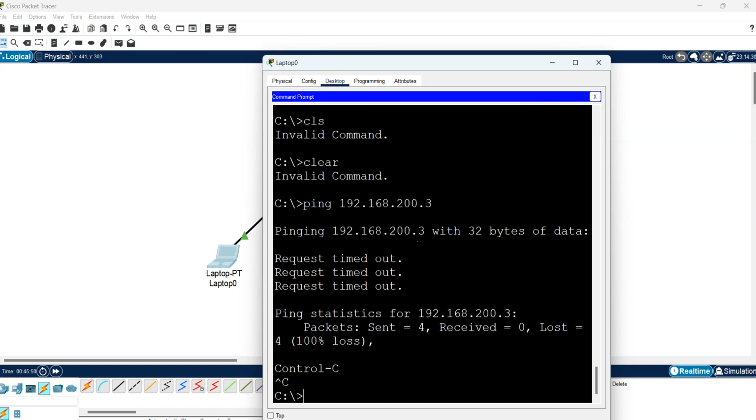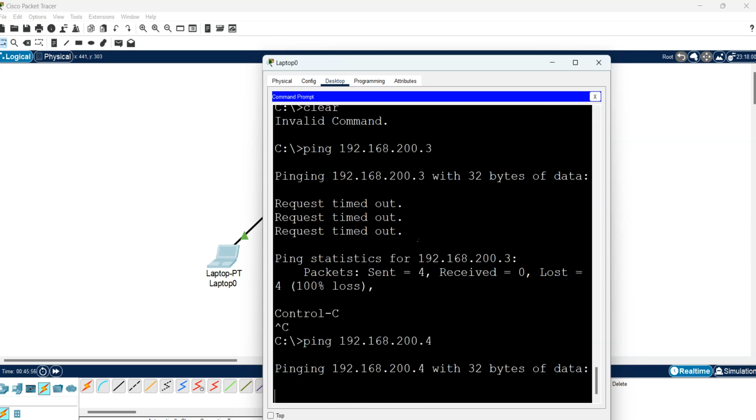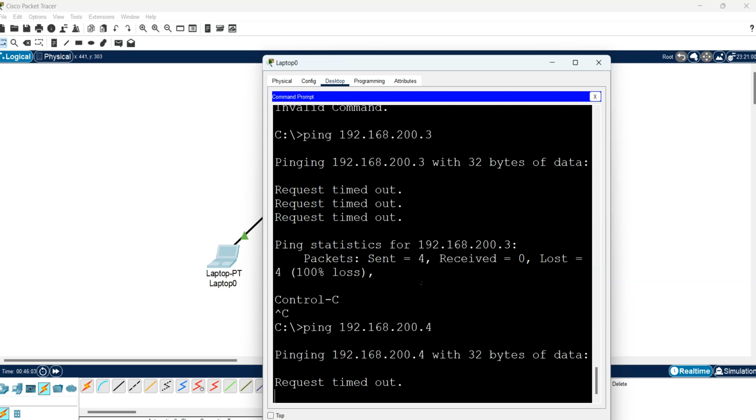I could do Control C to stop it. You see that? And same thing with 4, I won't be able to reach. What does that tell me? The first 2 machines could talk to each other, and the last 2 machines can talk to each other. Why? Because of what?